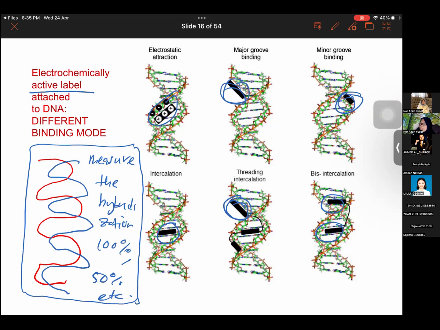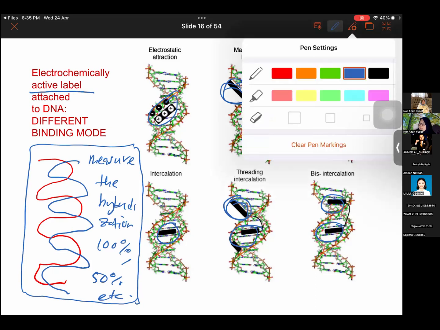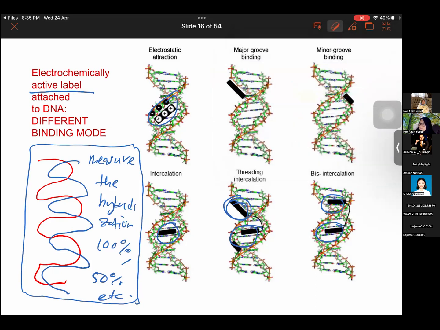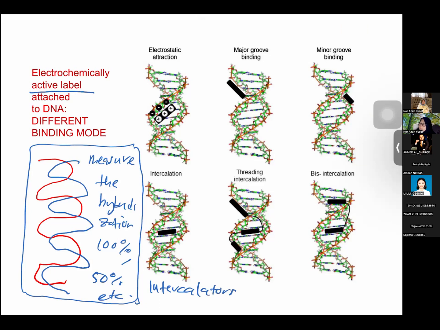We need to put the indicator into the system. There are many types of indicator, specifically for DNA-based biosensors. They are called intercalators. This one, intercalators. And the others are what we call groove binders. These two are groove binders.